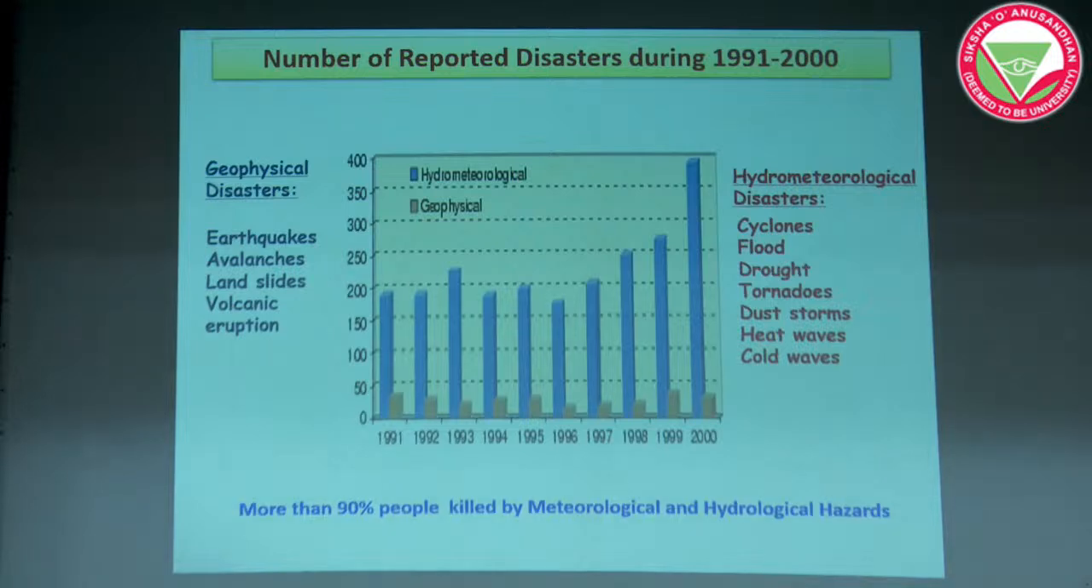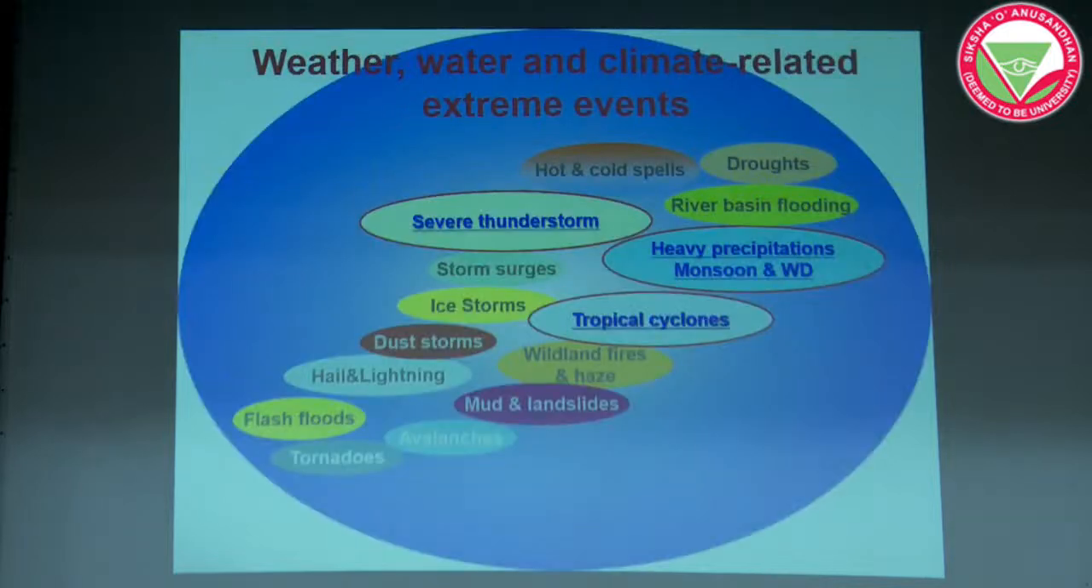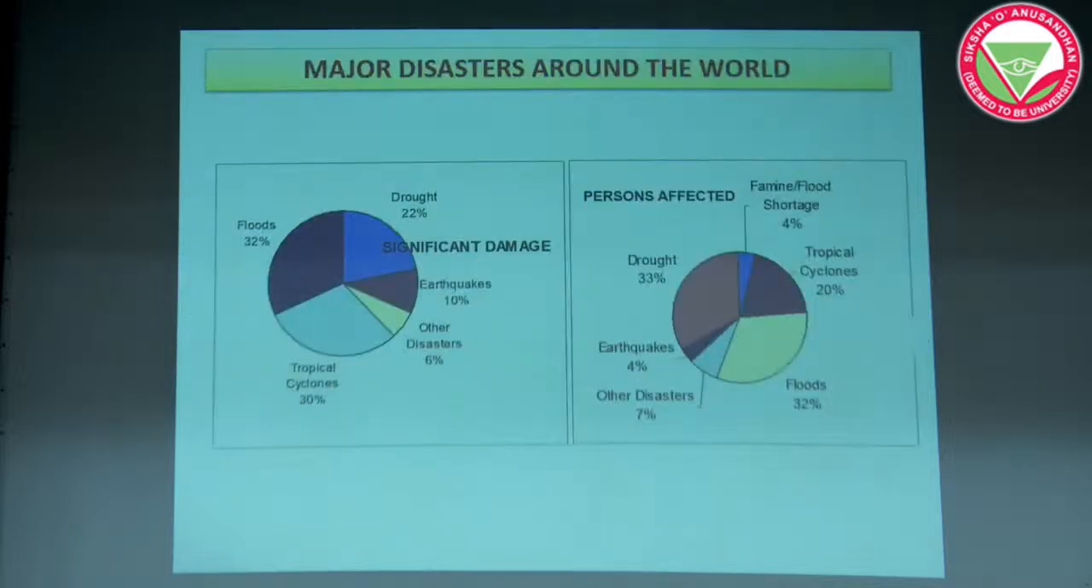Then you can see that more than 90% are the hydrometeorological disasters. And these are the weather, water, and climate-related extreme weather events, starting from very short-lived tornadoes and thunderstorms, flash floods, to that of the drought, which can be for a very long time. Like you know, the drought in Africa, Sahel region, was for several years. So then let us see what these disasters make us.